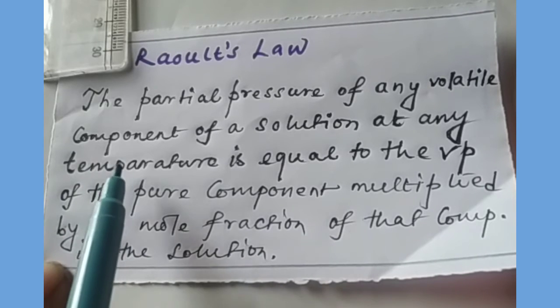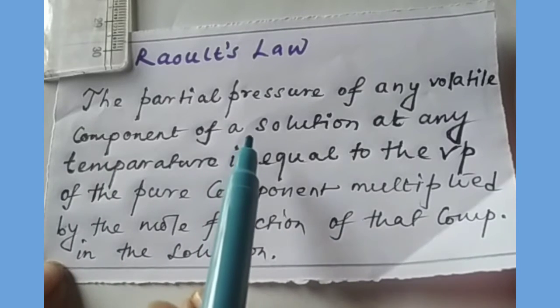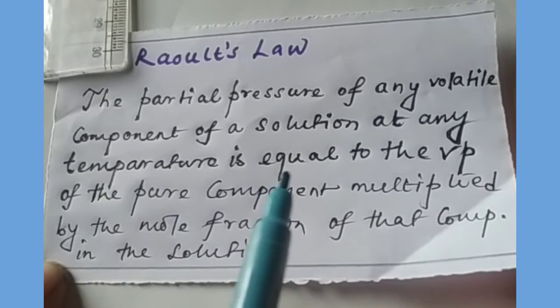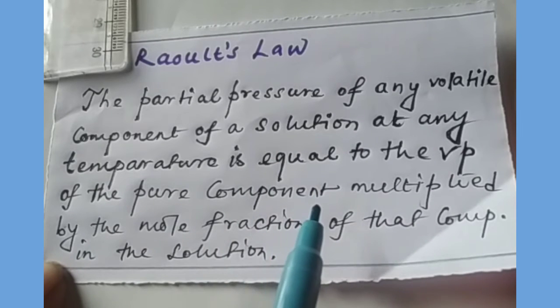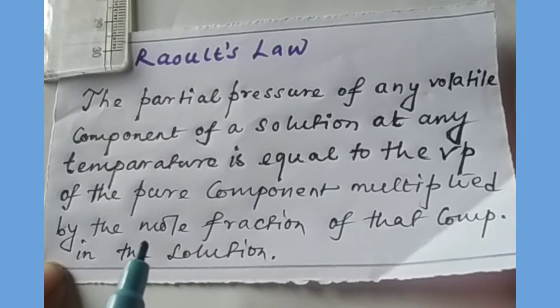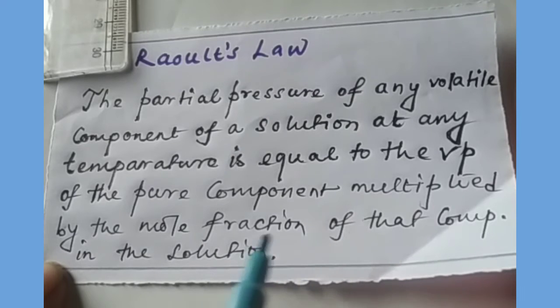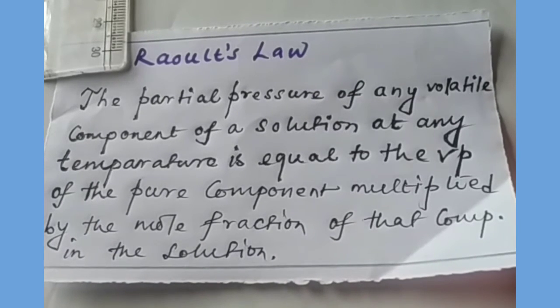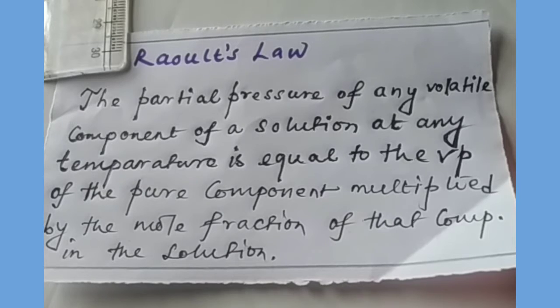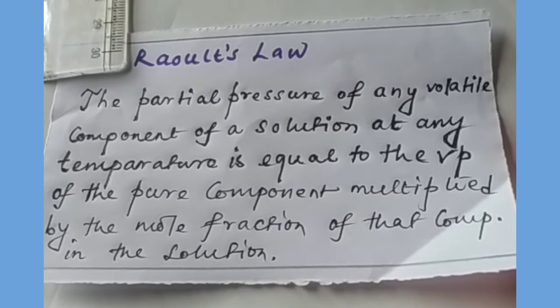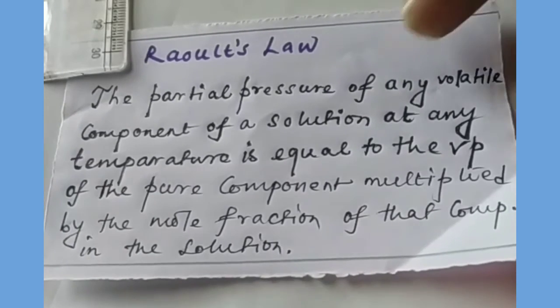So what is happening here? The partial pressure at any temperature equals the vapor pressure of the pure component multiplied by the mole fraction of that component in the solution. Now we have to give some representation. This is the theoretical expression, and we have to give some mathematical form.